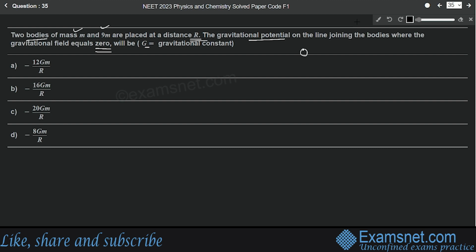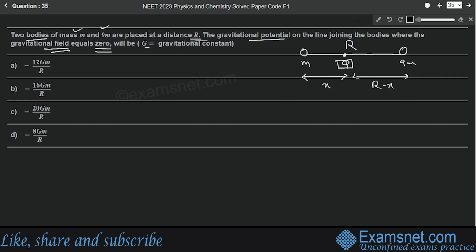So we have two bodies here. First body has mass m and the other has mass 9m. The distance between these two bodies is given as capital R. Also, it is given that there is a point on this line where the gravitational field is equal to 0. So let's assume that this is the point Q where the gravitational field is 0. Now let the distance between mass m and this point Q be x. So what will be the distance between Q and 9m? It will be r minus x.